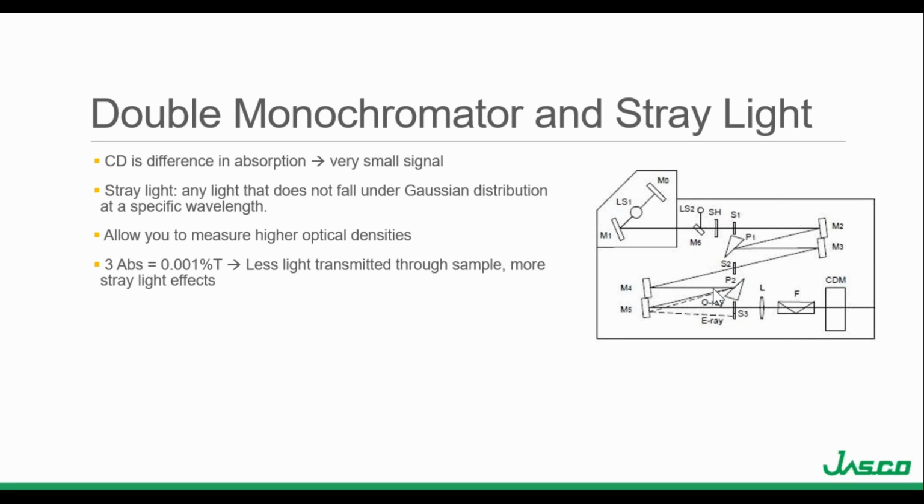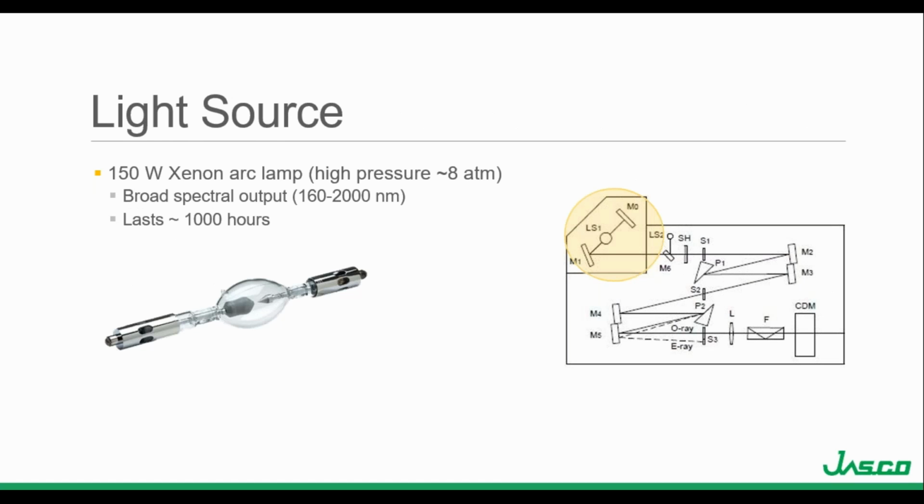Stray light is any light that does not fall under the Gaussian distribution at a specific wavelength, and this allows us to measure higher optical densities. So the J1000 series will measure up to 3 absorbance units, or 0.001% transmittance. So very little light at those absorbances is transmitted through the sample. In the far UV, where there's a lot of absorption, we really want to make sure that just our sample is absorbing, and that any additional stray light effects that contribute to the noise are diminished, so we have a good signal to noise. So our light source is a 150-watt xenon arc lamp with a broad spectral output between 160 and 2,000 nanometers and lasts roughly 1,000 hours.